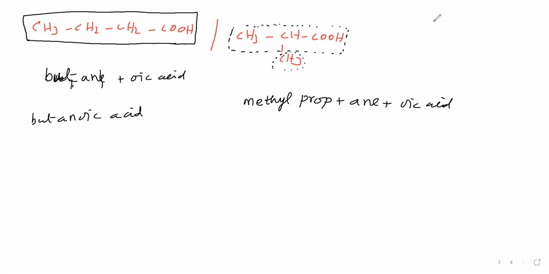Now we have to give numbering. How to give numbering? If the carboxylic group acts as the functional group, then the carboxylic group carbon must be given position number 1. Then number 2, number 3. The methyl group position is 2. Therefore 2-methyl propanoic acid. This E we drop, and the oic acid position we need not mention in the name. So 2-methyl propanoic acid is the name of this compound.